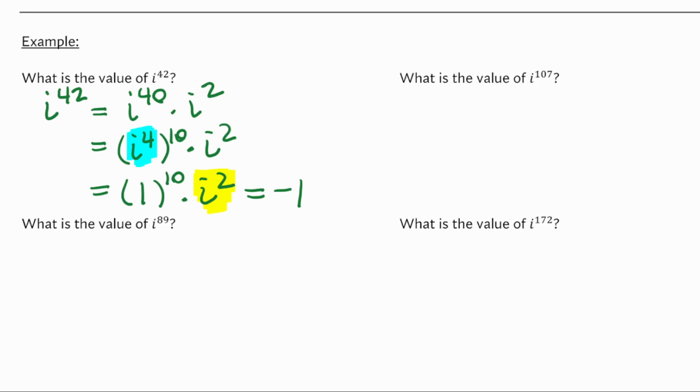Okay, what's the value of i to the 107? Okay, I think 100, that's divisible by 4, but there might be one even closer. i to the 89, i to the 172. Try these on your own. Try to find numbers that are nearby and able to be multiplied by 4. I don't know, 172 sounds kind of hard to me, so I might show you different techniques. But try this with the video paused and then check back in a couple seconds.